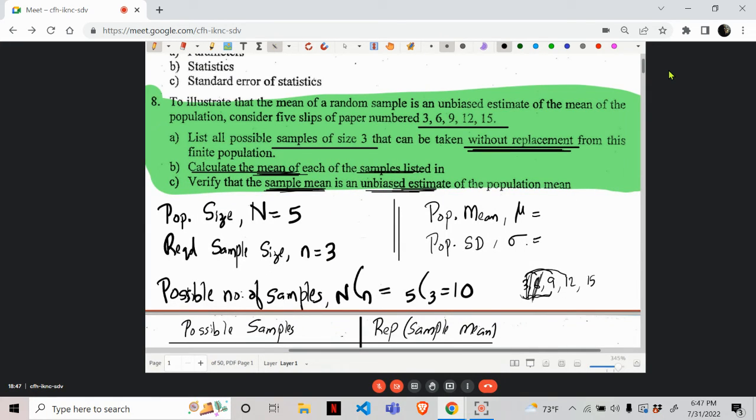Sir, mean 9. Mean is 9. 4.24. Is it root under 18 or something? So direct using calculator. I use the calculator. Yeah, I remember. 4.24.